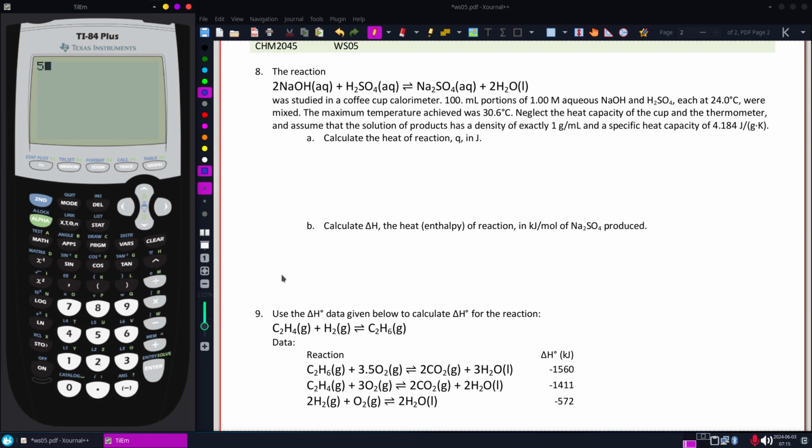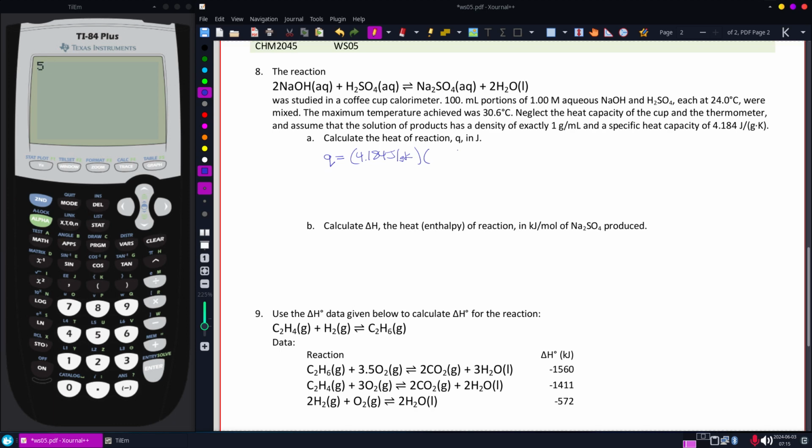We're not going to neglect the heat capacity of the cup and the thermometer, and assume the solution of products has a density of 1 gram per milliliter and a specific heat of 4.184. So our first thing we want to do is calculate the Q. So our Q has that heat capacity in it, has the total mass. I did this with 1 gram per milliliter.